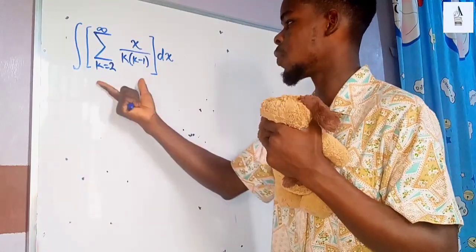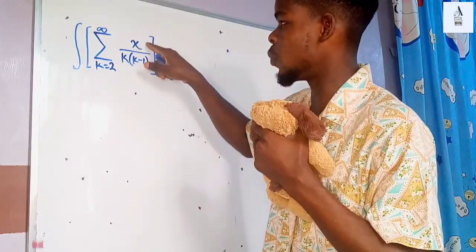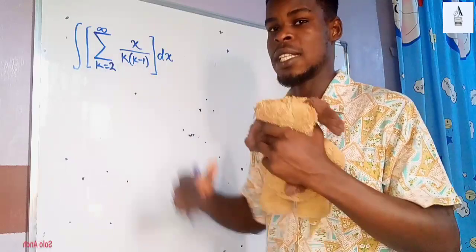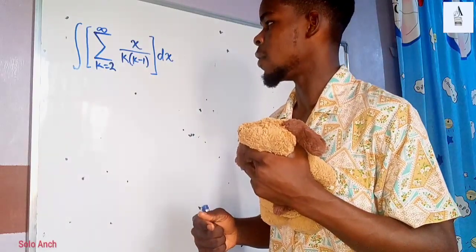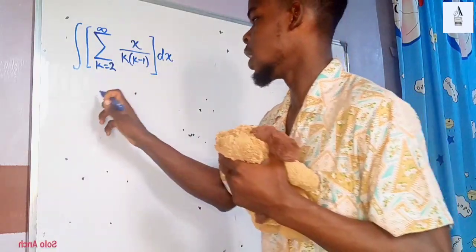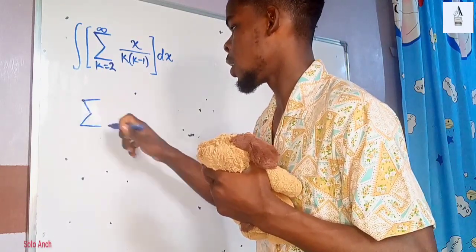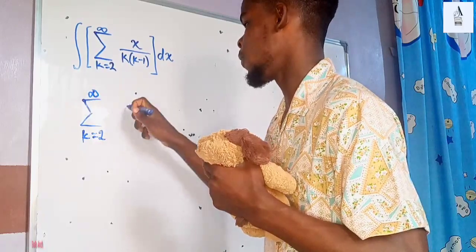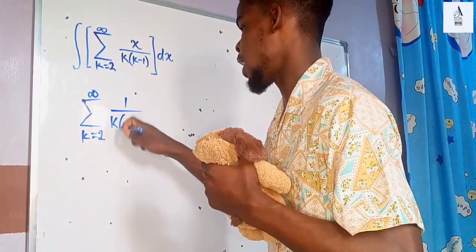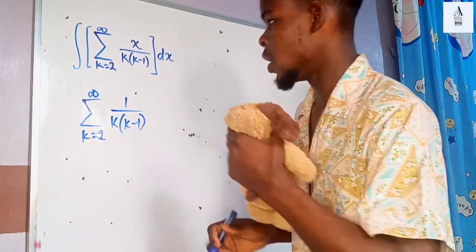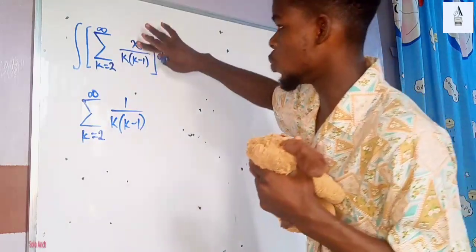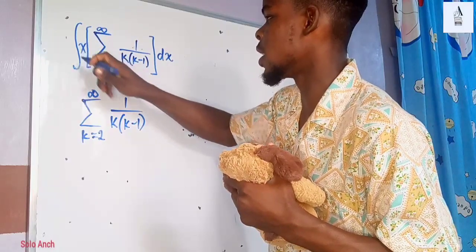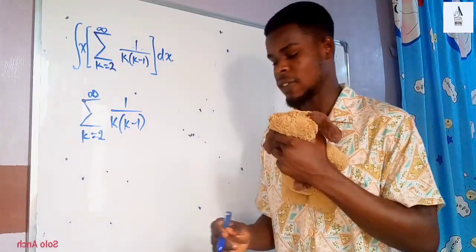So as you can see, this sum doesn't really have anything to do with x. So maybe you can put the x out front, that is outside the sum, but still inside the integral sign. And then if we do that, we're just going to have the sum as k starts from 2 to infinity of 1 over k times (k minus 1). Okay, given that x can be pushed out of the sum, but still inside the integral because we have to integrate it over the x variable.